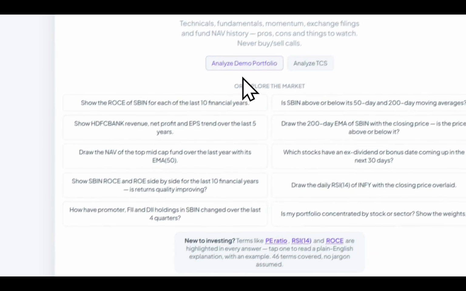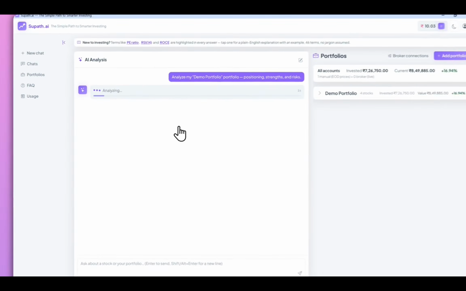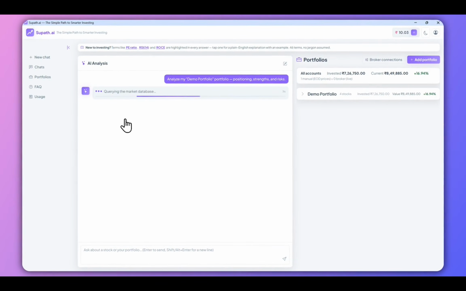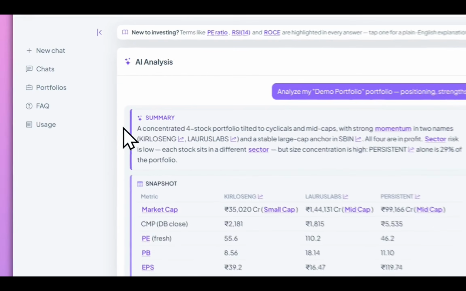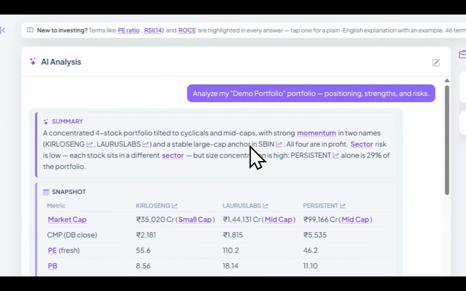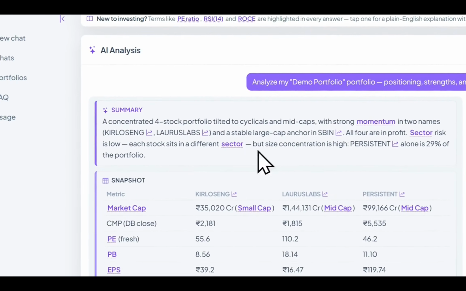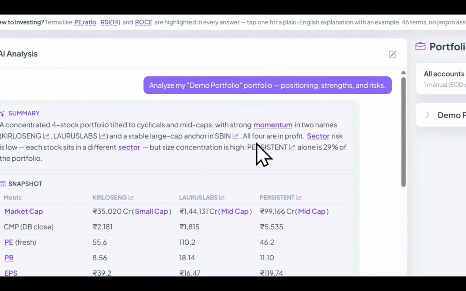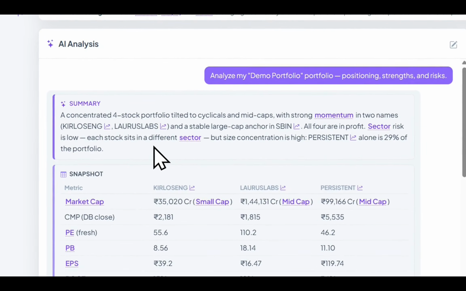Let me analyze my demo portfolio. Here is the analysis. It opens with a summary. A concentrated 4-stock portfolio, tilted to cyclicals and midcaps, with strong momentum in 2 names and a large cap anchor in SBIN. Sector risk is low because each holding sits in a different sector, but size concentration is high.